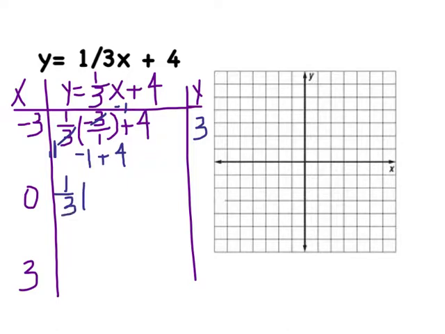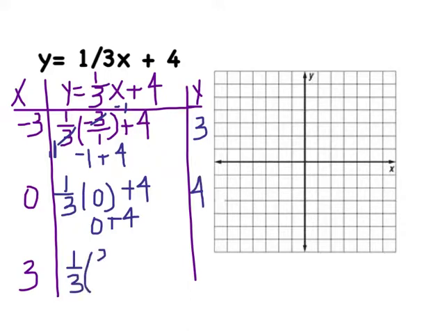I have 1/3 times 0 plus 4. That gives me 0 plus 4, which is 4. Then 1/3 times 3 over 1 plus 4. That again cancels. That becomes a 1. That becomes a 1. 1 times 1 is 1. So it's 1 over 1, which just gives you 1, plus 4, which is 5.